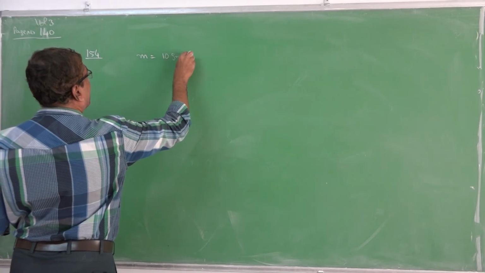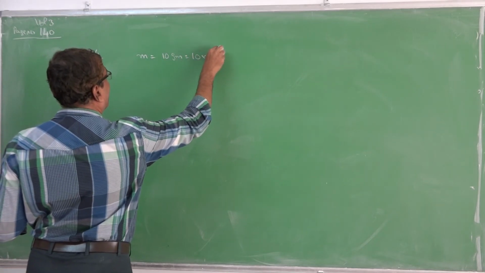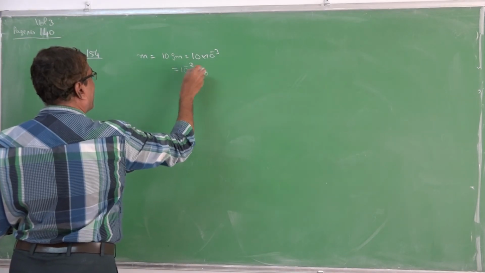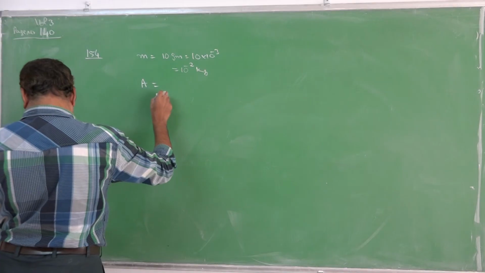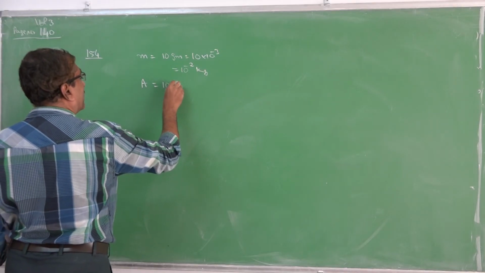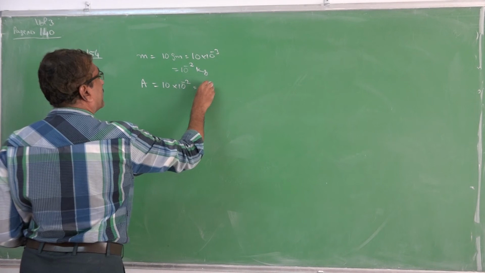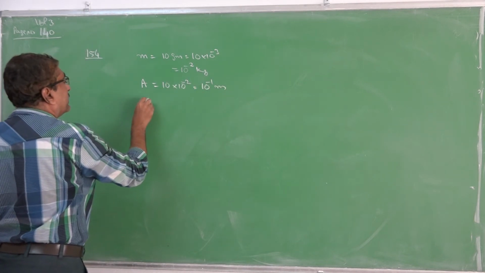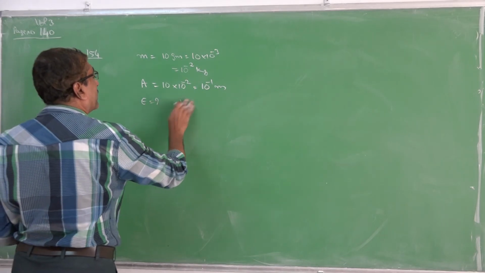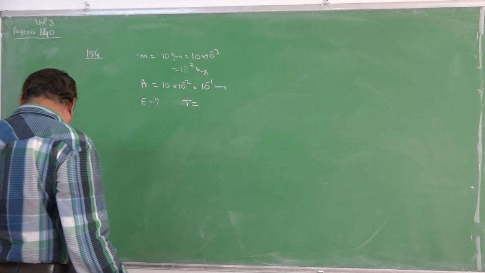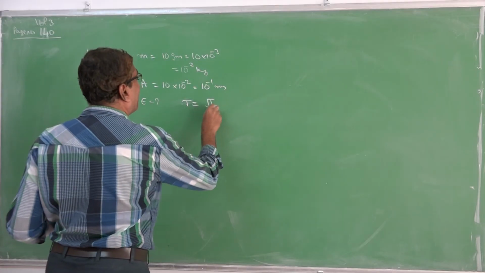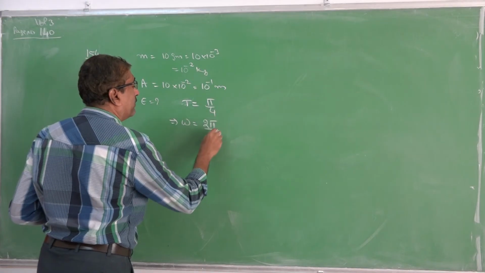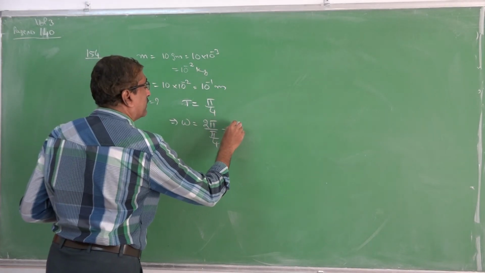Here given mass of the body is 10 gram. 10 gram means 10 to the power minus 3, that is 10 power minus 2 kg, and amplitude A is given as 10 centimeter. So that is also 10 into 10 power minus 2, that is 10 power minus 1 meter, and energy to calculate. Given time period is pi by 4. Omega is equal to 2 pi by T, that is 8.